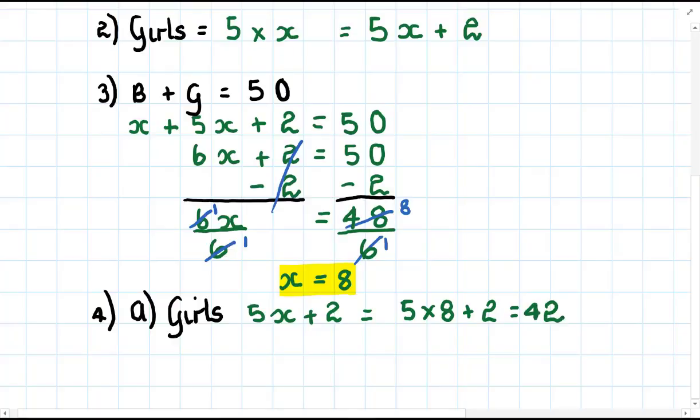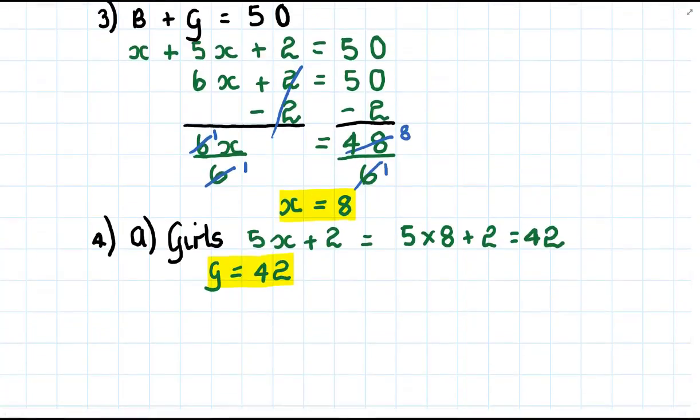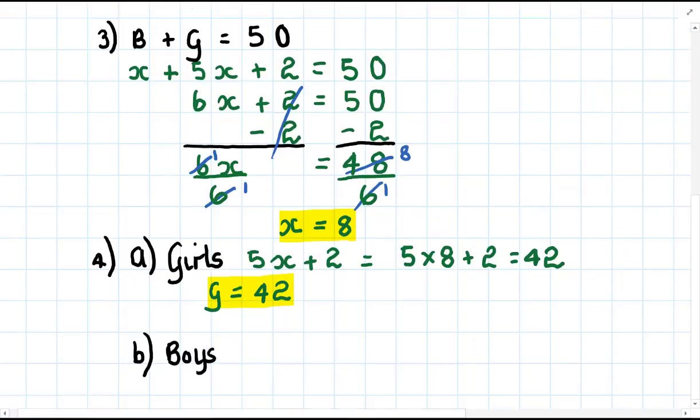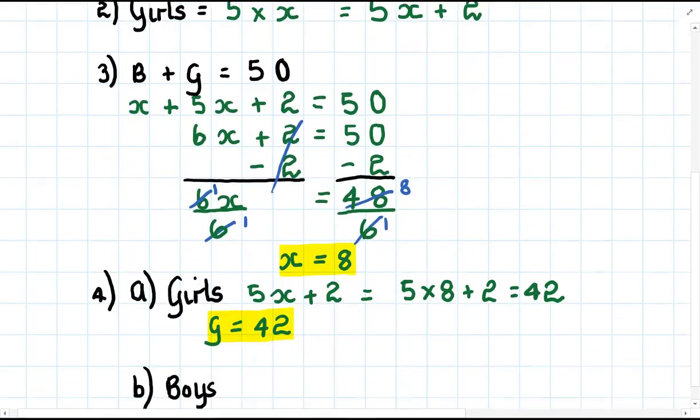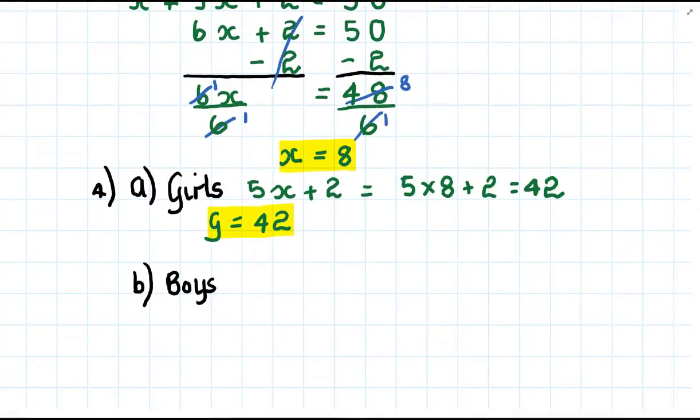Just to make it more clear, I'm just going to put the girls equals 42. Going to highlight the answer. So now we've got the number of girls in the class, we need to work out the number of boys. Let's have a look at the expression for the boys. It's x, just x. And we've solved the value of x here. So x is equal to 8. So the boys are equal to 8.